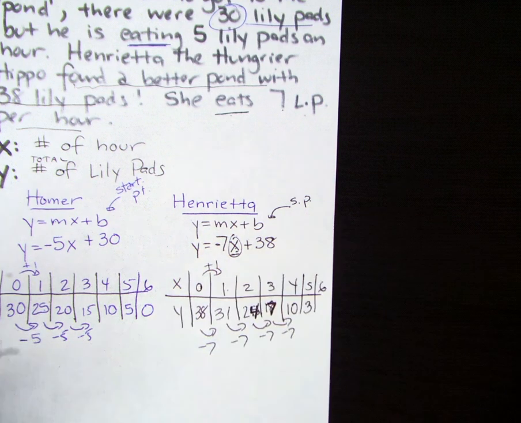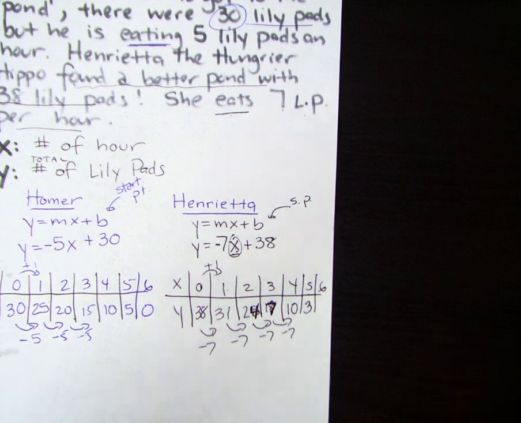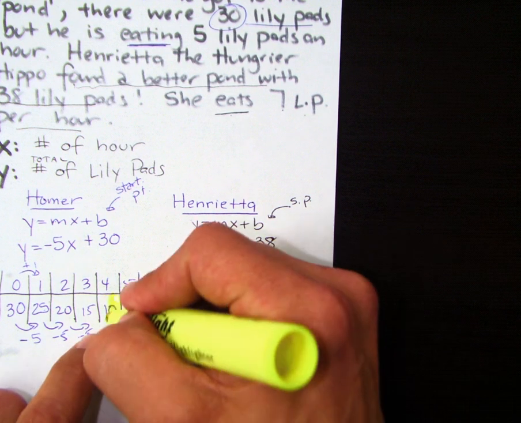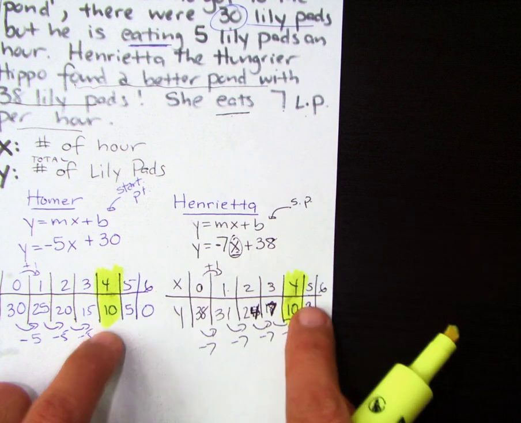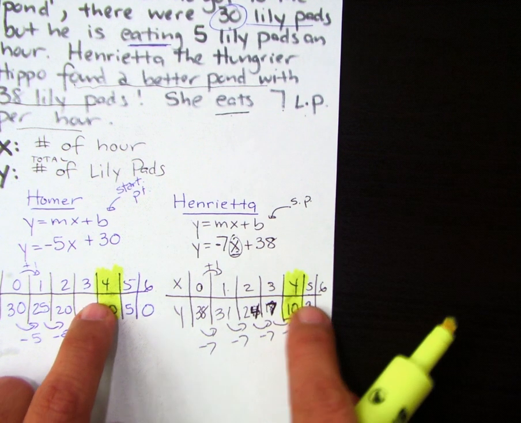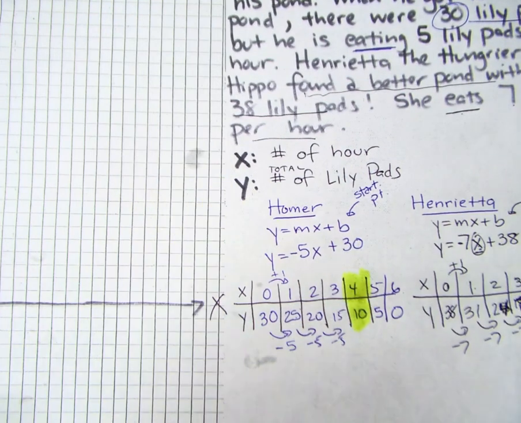So now at how many hours, they have to have the same hours. At what time did they have the same amount of lily pads in their pond? Well, look, they have to have the same amount. All right, we have 10, 10, and they both would meet at 4 hours. So that should be your answer when you do your equation. So let's go ahead and set it up.